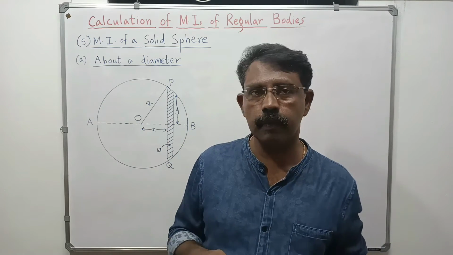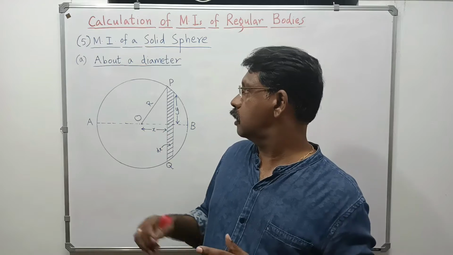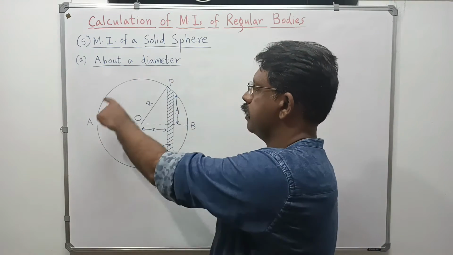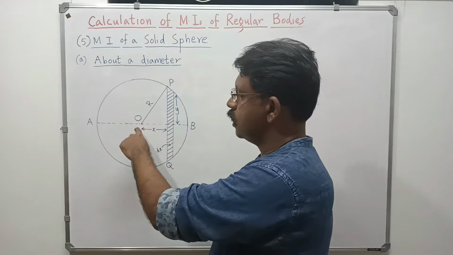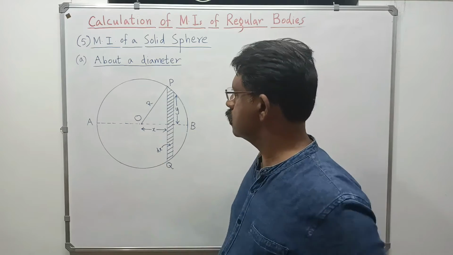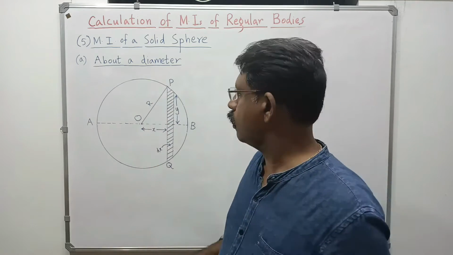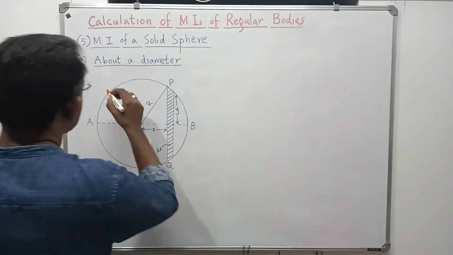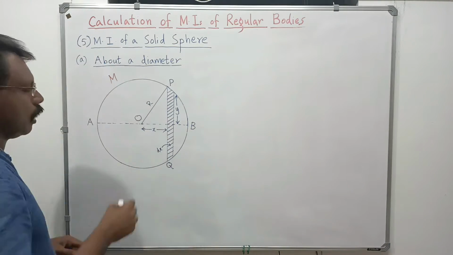The axis that we are taking first is about a diameter. We have a solid sphere here, which I have drawn. The center of the sphere is O, the radius of the sphere is capital R, and the mass of this sphere is taken to be capital M.